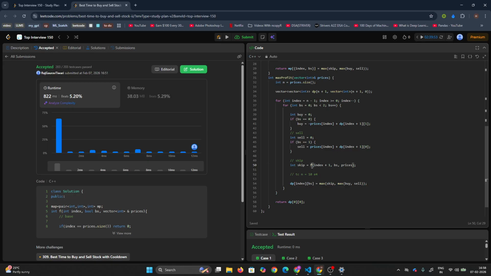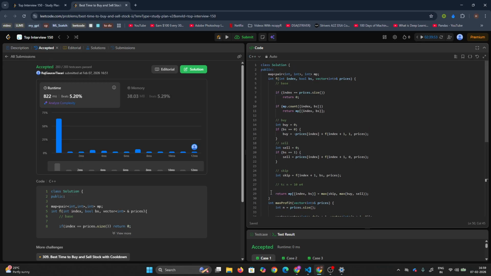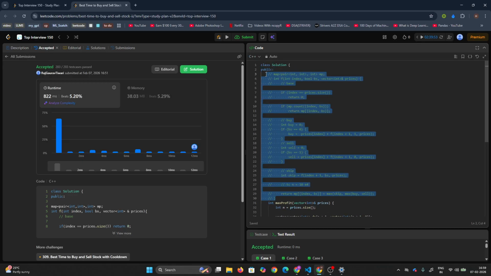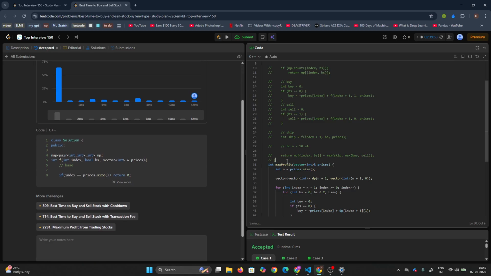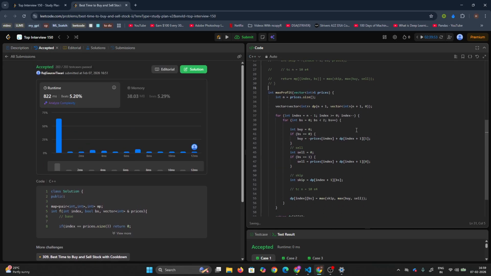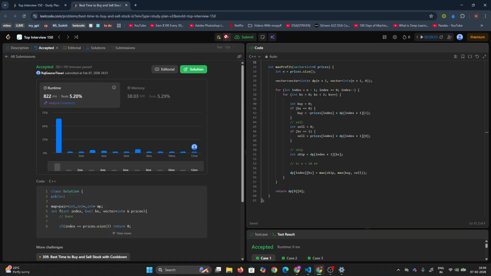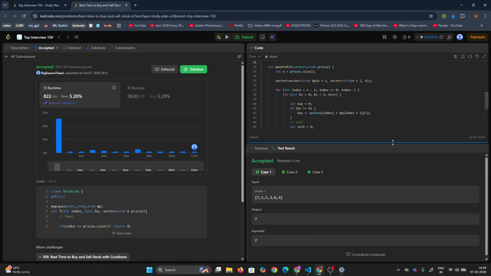Yeah, converting skip also, dp of index plus 1 bs. Okay, so we do not need this function now, so let us comment this function and map also. And now let us try to run this once. Yeah, so you can see this got accepted very well.